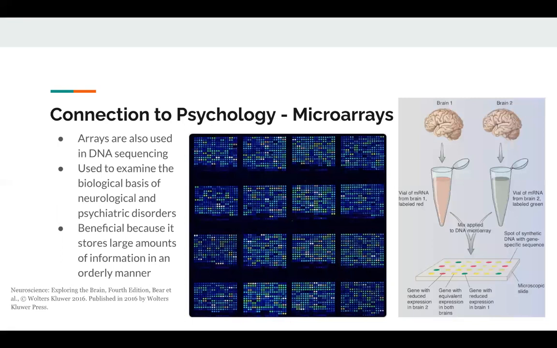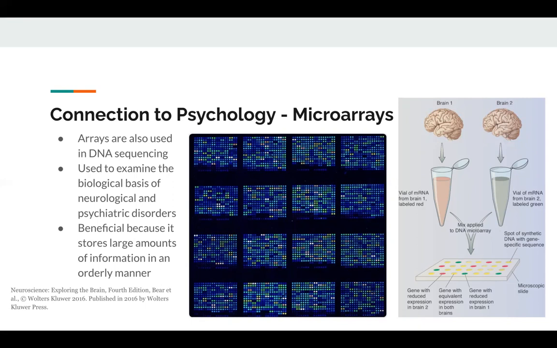Connection to psychology, microarrays. Arrays are also used in DNA sequencing because they are used to examine the biological basis of neurological and psychiatric disorders. A microarray is an arrangement of biological samples that allow for thorough analysis of genetic information. Individual samples can be identified by their placement on the array, and the location of the gene is then recorded onto a computer database. Microarrays are useful in psychology and neuroscience because differences in gene expression between a normal brain and a diseased brain can be used to identify the molecular basis of the observed symptoms or traits.